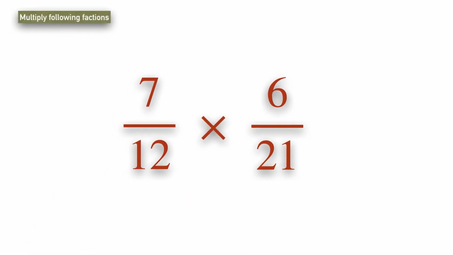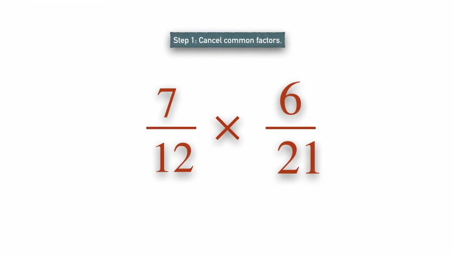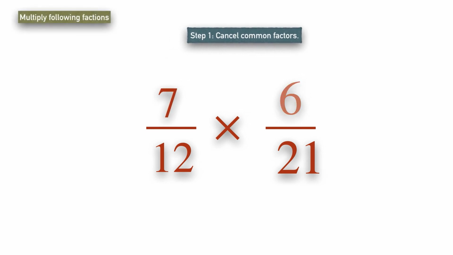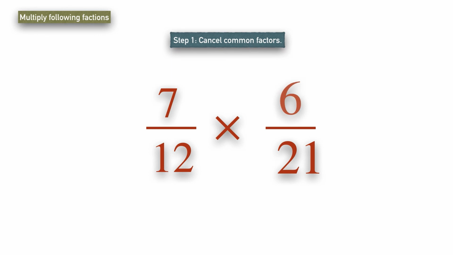Let's now find the multiplication of 7 over 12 by 6 over 21 by cancelling the common factors. First step is to find the common factors that can divide a pair of numerator and denominator. In this case, 21 and 7 both have a common factor of 7. However, 6 also has a common factor with 21, as they both can be divided by 3. Furthermore, 6 also has a common factor with 12, as 6 divides 12 and 6 both.